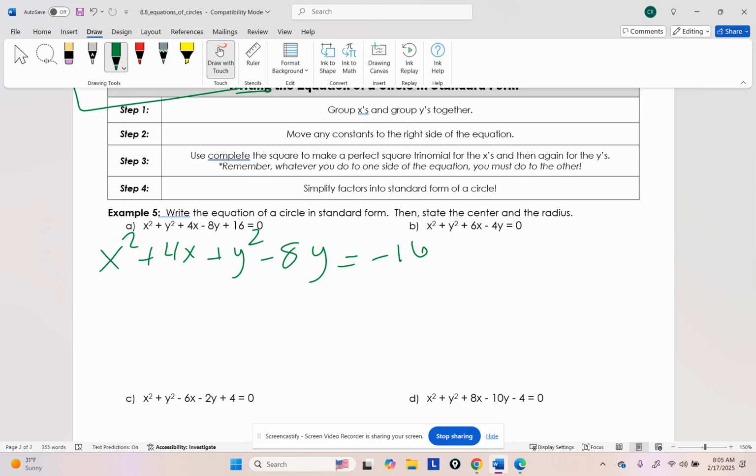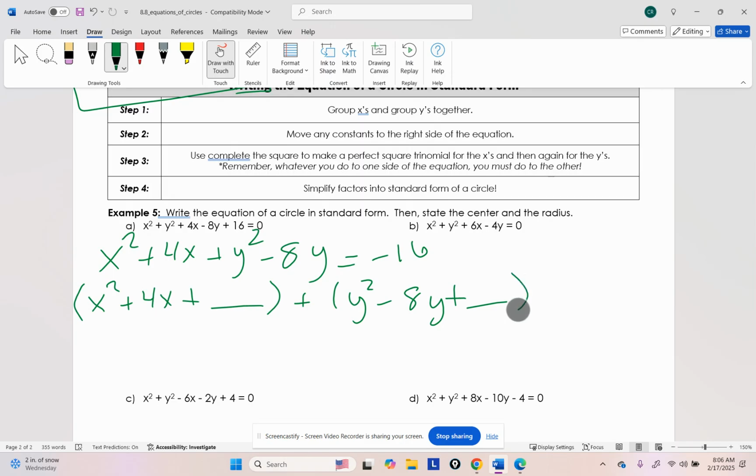So now we're going to start with our x's. In parentheses, we're going to do x squared plus 4x plus a blank, and then close it, plus parenthesis y squared minus 8y plus a blank, and close that, equals negative 16 plus blank plus another blank, because we're going to have to add those in there.